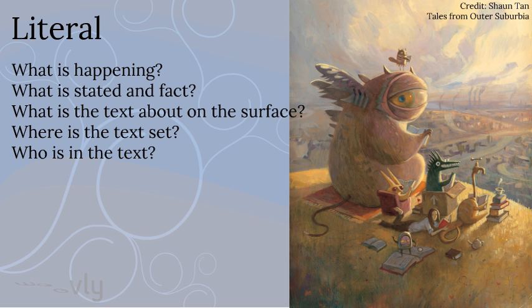Now, the image that we're going to be looking at is an image created by Shaun Tan from Tales of Outer Suburbia. The literal level is when we look at what is happening, what is stated in fact, what is the text about on the surface, where is the text set, who is in the text, and all that really basic information that just is really on the surface of the text.